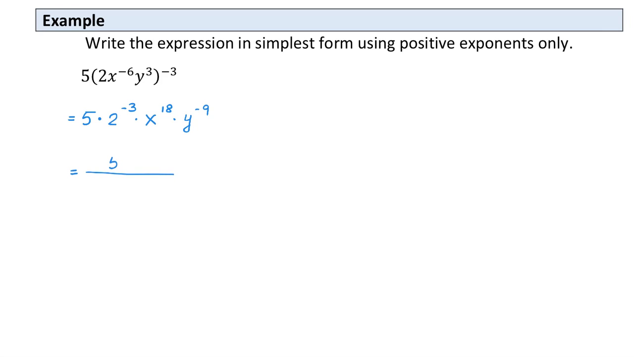Keep 5 and x to the power of 18 in the numerator, but bring down 2 and change the exponent to a positive, and bring down y and change the exponent to positive. We can also write 2 to the power of 3 as 8, because 2 times 2 times 2 is 8. Then we will have 5 x to the power of 18 over 8 y to the power of 9, and this will be the final answer.